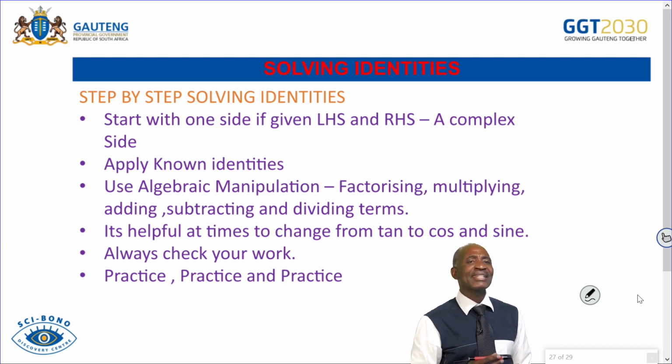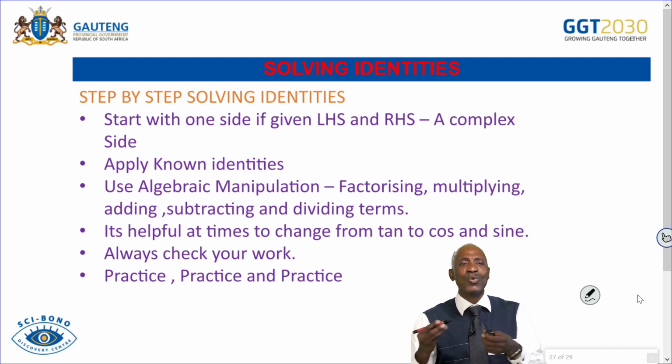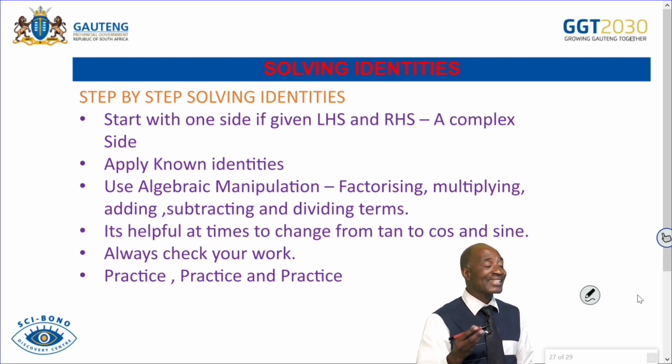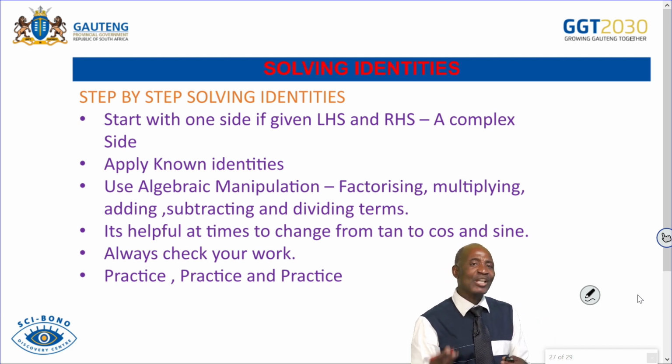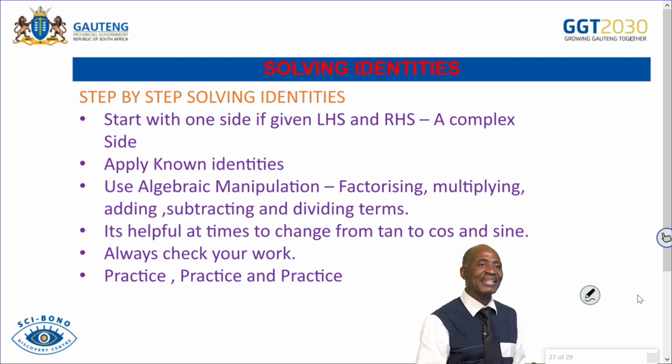Then apply your known identities. Use your algebraic manipulation, that is factorization, multiplication, addition, subtraction, and division of terms. It's helpful at times to change from tan to cosine and sine. That is when you come across tan. Sometimes it helps to break that tan. Sometimes it helps to change that sine over cosine back to tan by playing around with what we call our special trig identities.